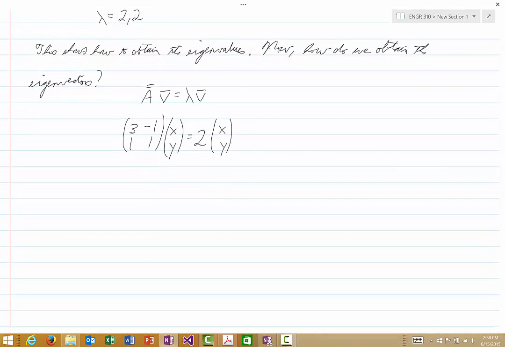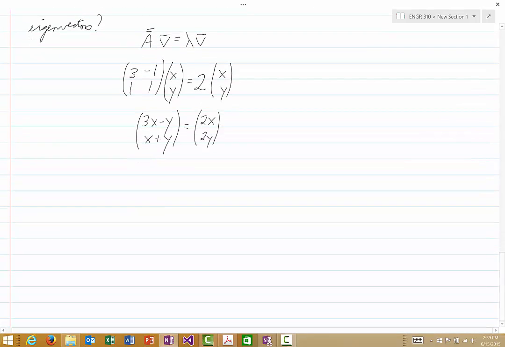Now, if we conduct the matrix multiplication on the left-hand side, we have 3x minus y as the first component and x plus y as the second component. And on the right-hand side, we get 2x, 2y. So now, if we look at these two vectors, which are supposed to be equal to each other, we get 3x minus y is equal to 2x, and x plus y is equal to 2y. Well, notice that both of these equations imply that y is equal to x.